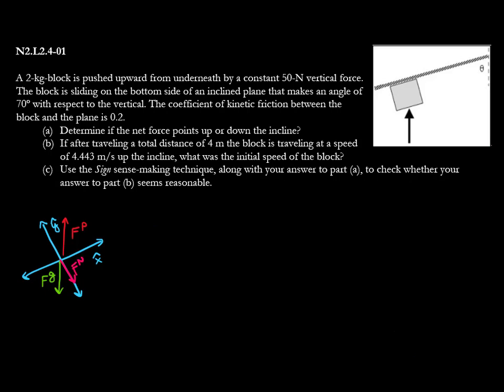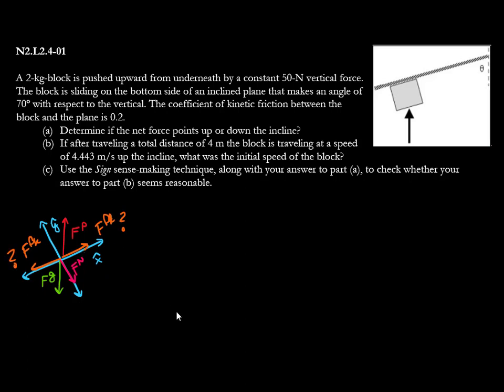And then we have the force of kinetic friction, but we don't know which direction that's going in because it's dependent on the direction of the net force, which is what we're trying to determine. So whichever way the net force points, the force of kinetic friction is going to point the opposite way. So it could be up the slope or down the slope, we don't know. And we're going to call that Ffk with a question mark because we don't know the direction.